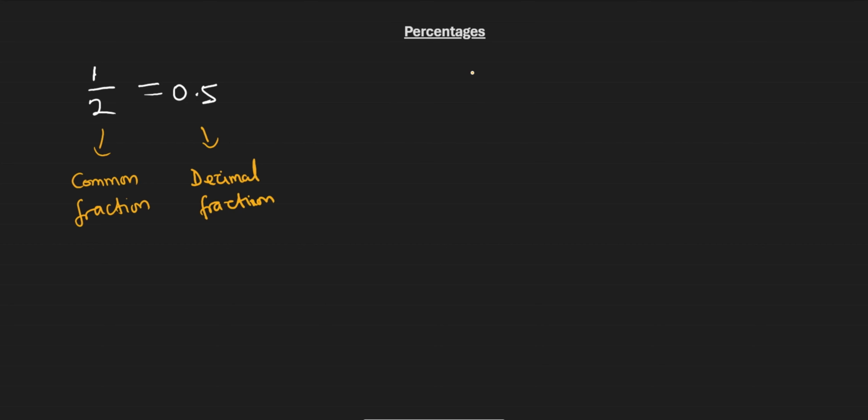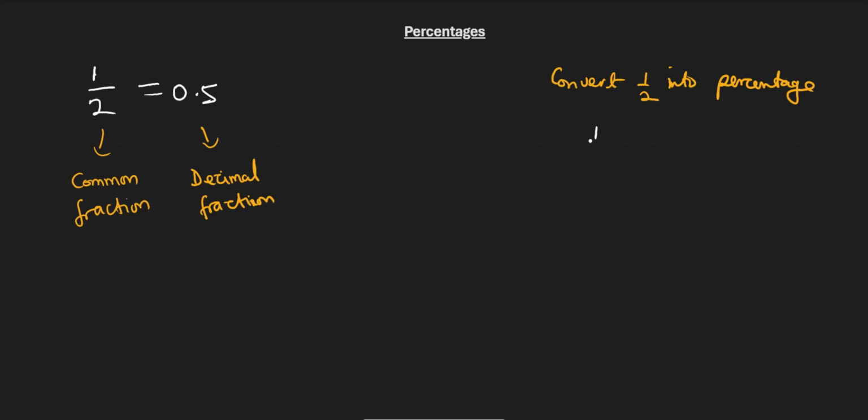So when you have a question like, say, convert 1 over 2 into percentage equivalent or into percentage, they are asking you to write another form of 1 over 2, which is not 0.5. Let's do it.